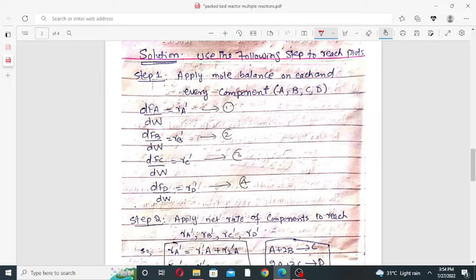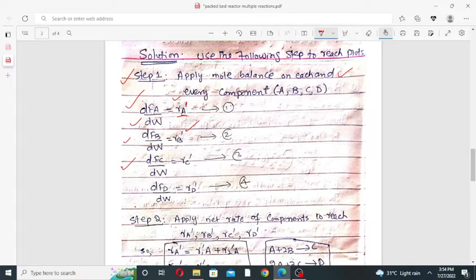The first step, step number 1, is to apply a mole balance on each and every component inside the packed bed reactor. The mole balance for component A is dFA divided by dW, where W is the weight of catalyst. So dFA divided by dW is equal to rA prime. Remember that this prime is for the packed bed reactor. Similarly, the mole balance for component B is dFB divided by dW is equal to rB prime.